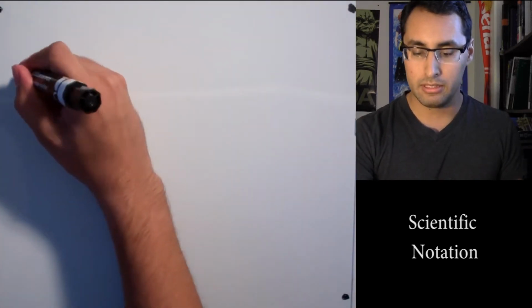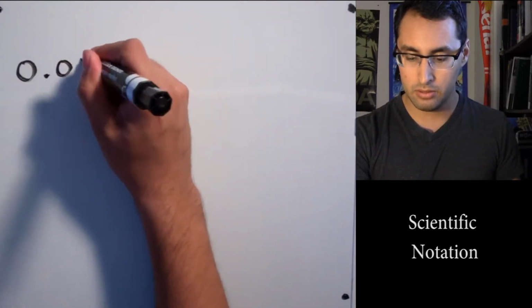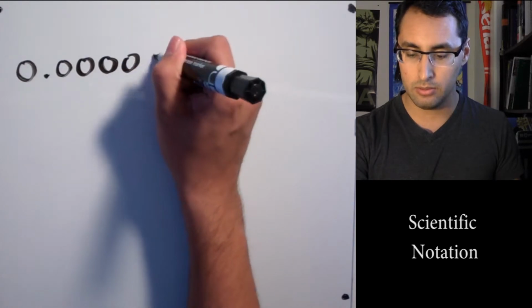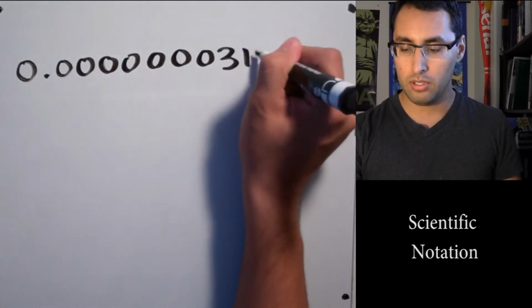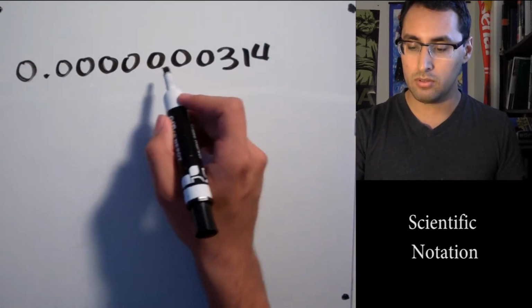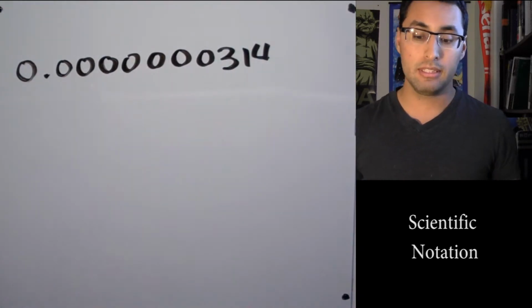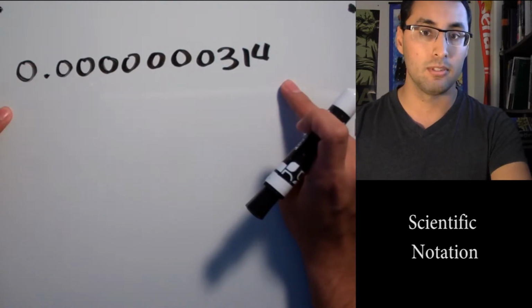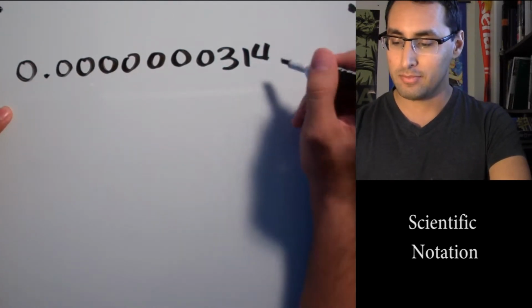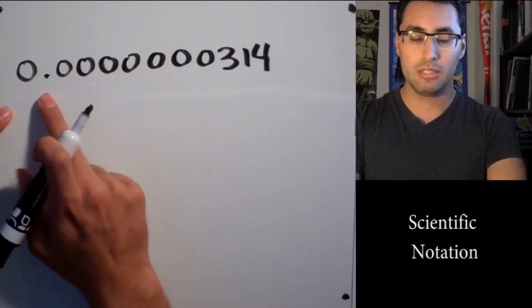Alright, I'm going to put 0.000000314. So 1, 2, 3, 4. Okay, so we have a bunch of these zeros. Now, even though there's a lot of numbers in here, this is a very, very small number. Okay, that's a 4. Alright, so our decimal point's over here.